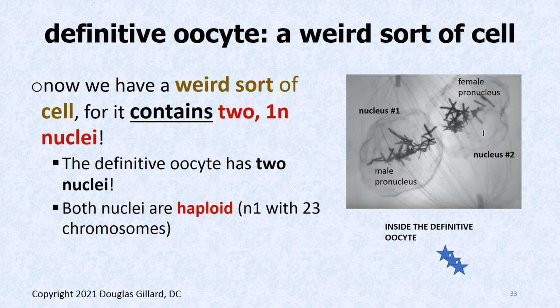All right, so now we have a mature ootid, or a definitive oocyte, if you will. It's a weird cell because it's a 2 nuclei cell at this point, and we're still in the process of fertilization. It's a 2 nuclei cell, but each nucleus has 23 chromosomes.